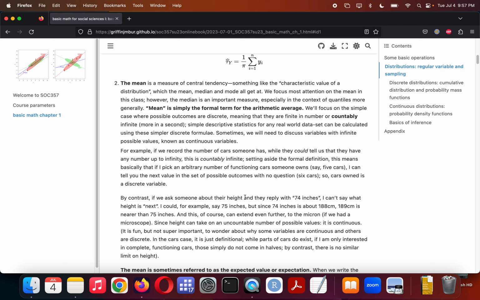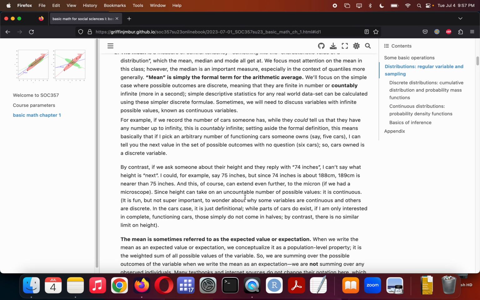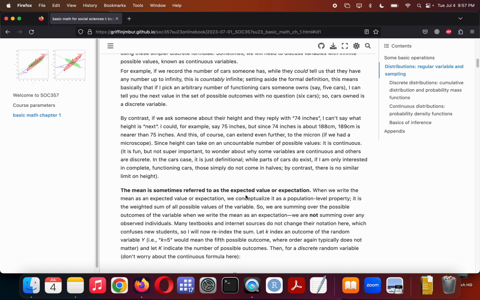Okay, so that's a basic description of discrete versus continuous variables. We'll see how that plays out for means in just a moment. So the mean, by the way, is sometimes referred to as the expected value or the expectation. And when we think about means on the population level, it's no longer a simple arithmetic average because we don't really have a sample size on the population level. Sometimes we do have finite populations where there is a fixed number of people. But there are other times where that's not the case. And so then we need to think about how we actually define the mean at the population level.